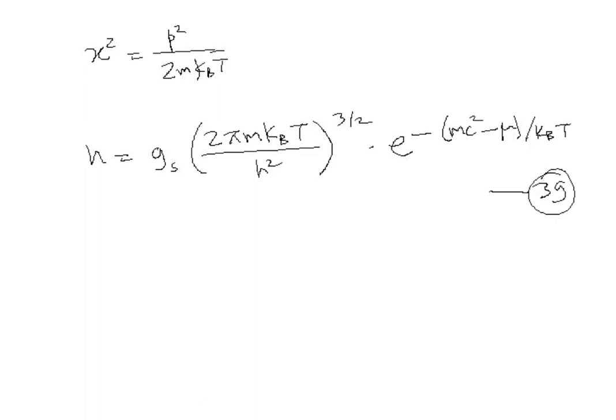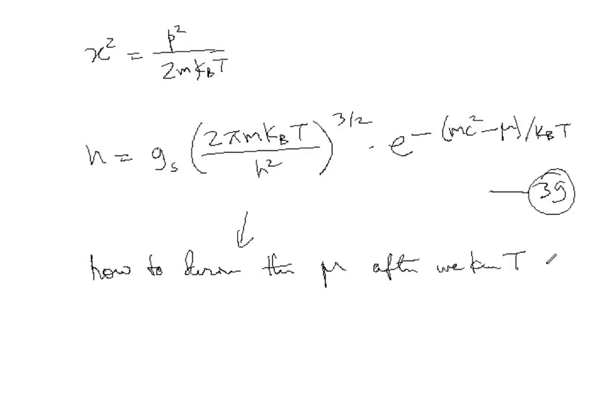Now what does this equation tell us? Well, this equation also tells us how to derive the chemical potential mu once we know the temperature and number density of the particles. Okay, this is important, you must remember this.